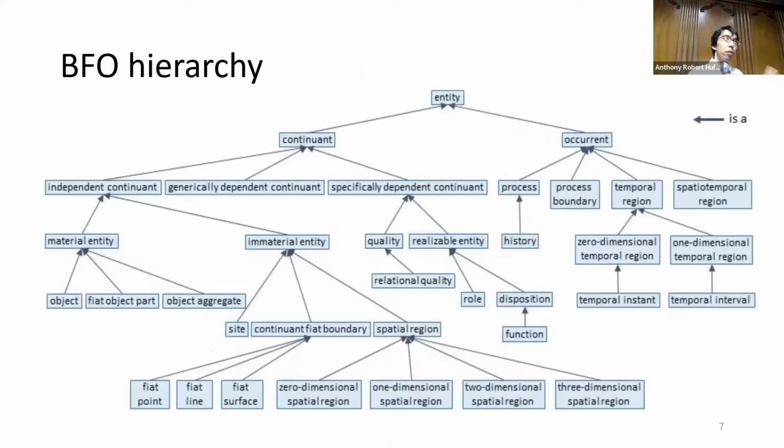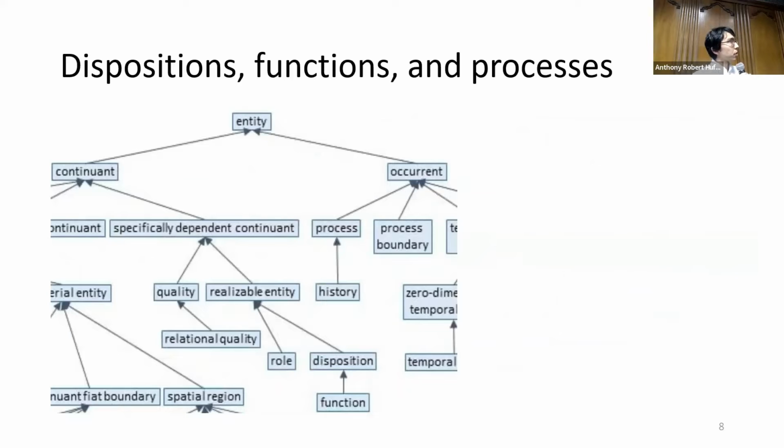Then this is an overview of the BFO hierarchy. In this talk, I'll focus on three categories: processes, dispositions, and functions. As you see, BFO has a top-level distinction between continuant and occurrent, and the process is a subtype of occurrent.